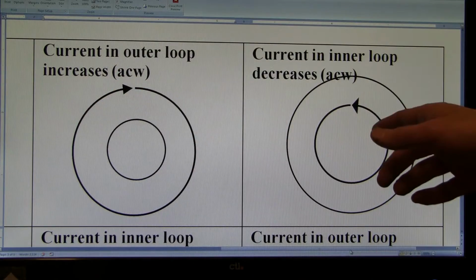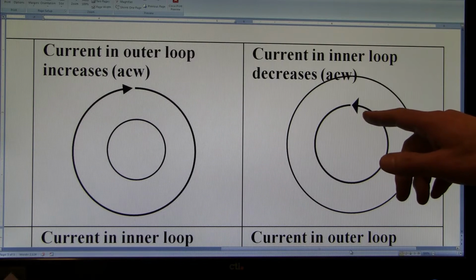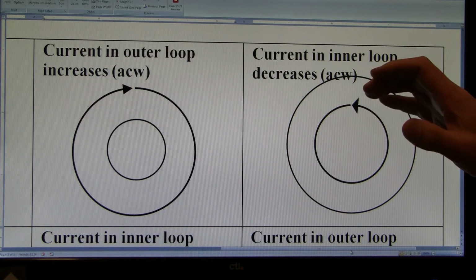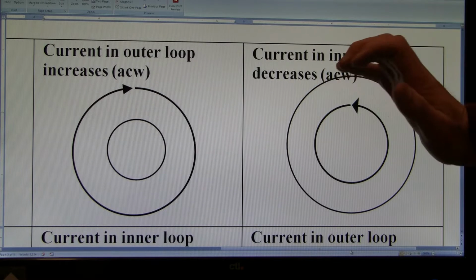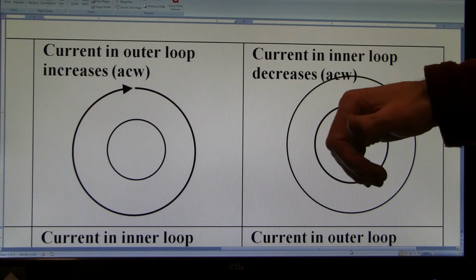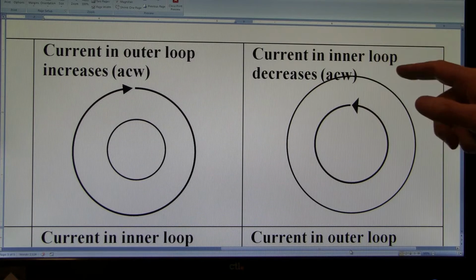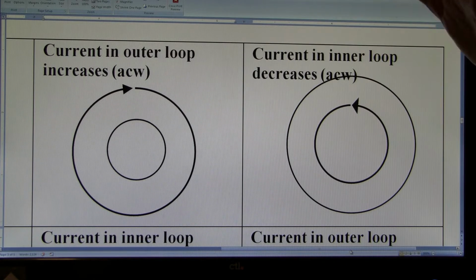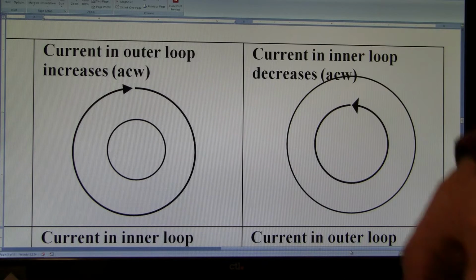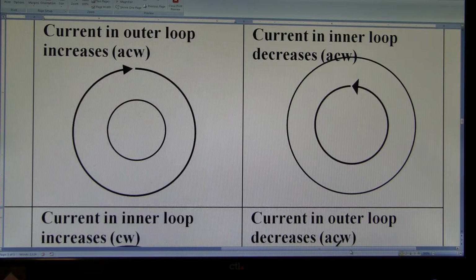And so what we do is if we gain into the page flux, we create out of the page flux, anti-clockwise. Here in this guy here, the inner loop is decreasing, right? So the inner loop is creating flux out of the page, and we are losing flux out of the page because it's decreasing. So therefore, the outer loop is going to create flux out of the page to replace it.